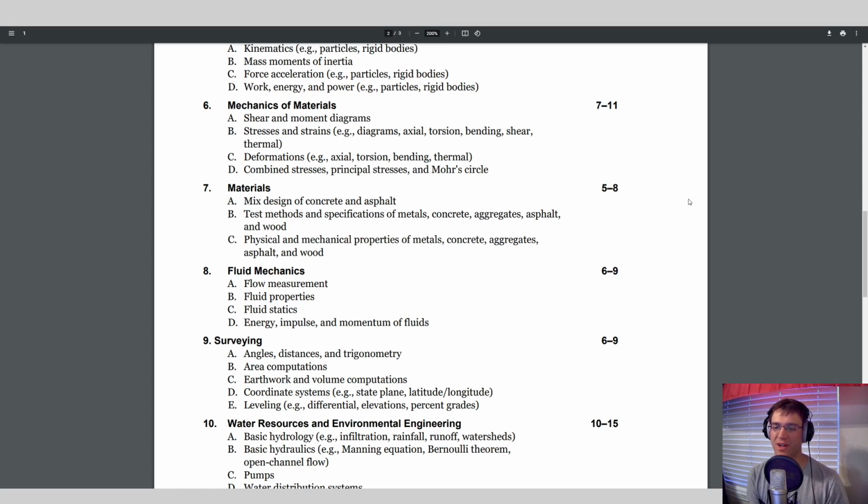Next, we have mechanics of materials: shear and moment diagrams, stress-strain curves, deformation, combined stresses, principal stresses, and Mohr's circle. Very cool. Yeah, a lot of torsion, bending, shear stress, axial loads, thermal. That's something I have not done before. How is heat going to affect the performance of the material? That's something that I definitely did not have a whole lot of formal education on. Will be pretty new for me.